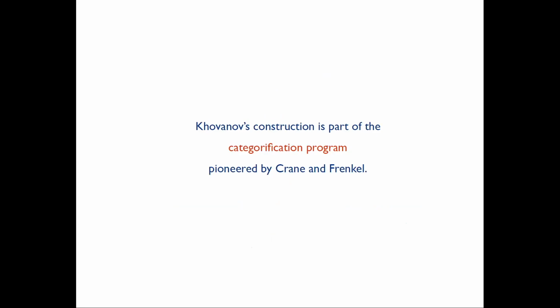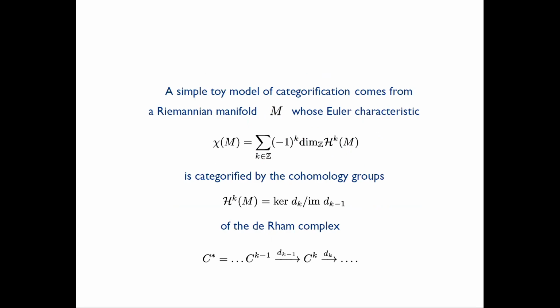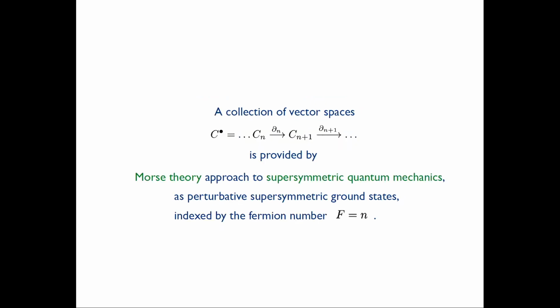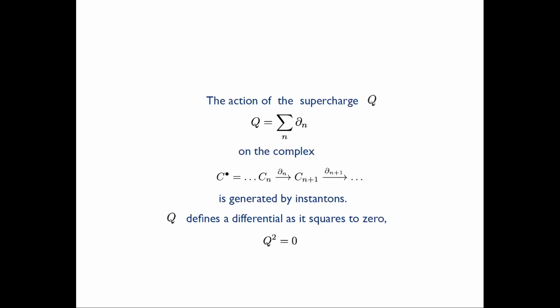Khovanov's construction is part of the categorification program pioneered by Crane and Frenkel. So it's good to keep in mind the simple toy model of categorification, which comes from taking M to be a Riemannian manifold whose Euler characteristic is categorified by the cohomology groups of M, which you get as the cohomology of the de Rham complex. From the physics perspective, the Euler characteristic is the partition function of supersymmetric quantum mechanics with the manifold M as a target space. The collection of vector spaces that you need to construct homology groups is provided by the supersymmetric ground states, by the Morse theory approach to supersymmetric quantum mechanics. The vector spaces are the spaces of perturbative supersymmetric ground states indexed by the fermion number. The action of the supercharge Q on this complex is generated by instantons.